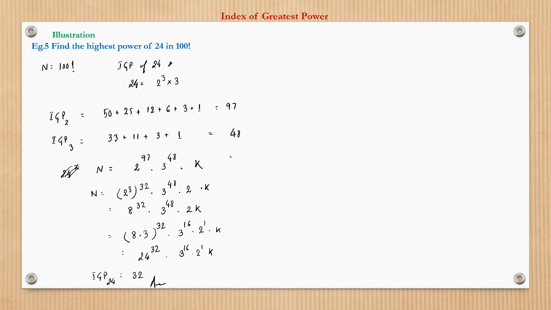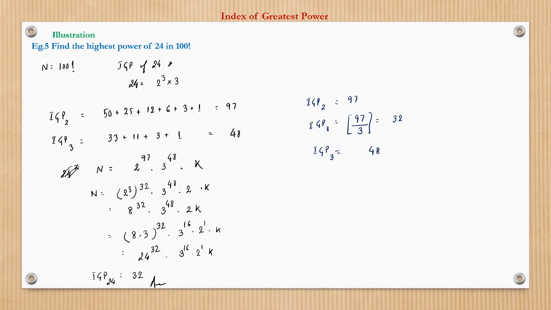But we need not have done all this lengthy work, because this is very straightforward to think. See what we have got. Since IGP of 2 is 97, can we say IGP of 8 would be 97 by 3, because 8 is nothing but 2 raised to power 3. With the greatest integer function, this becomes 32, and IGP of 3 is 48.